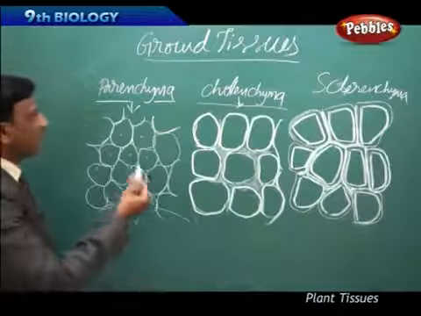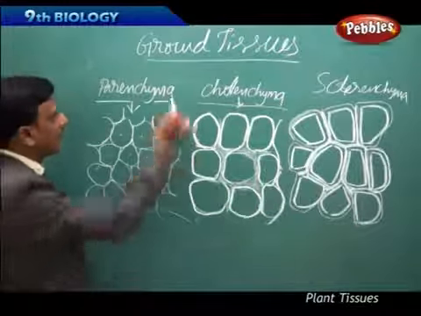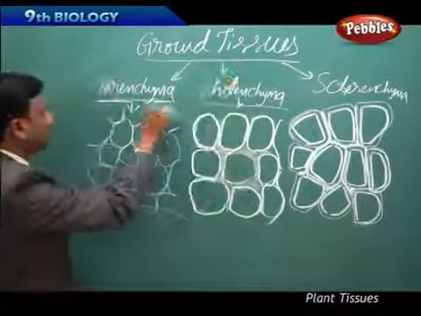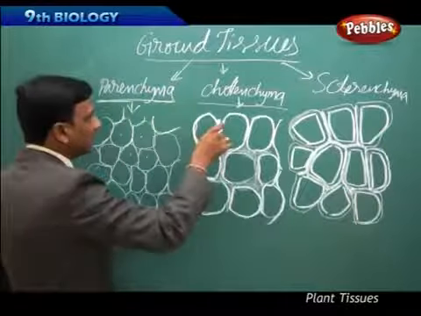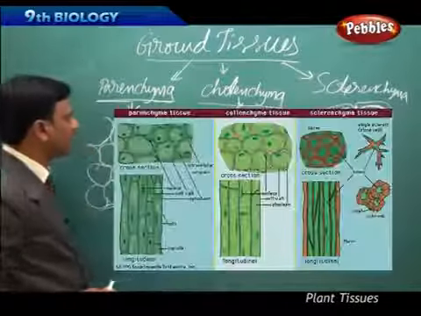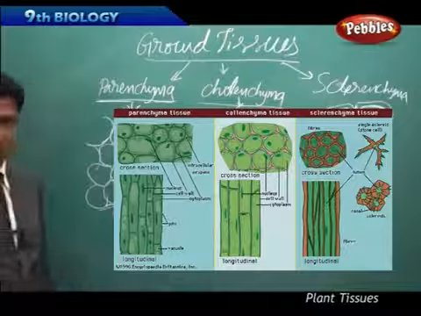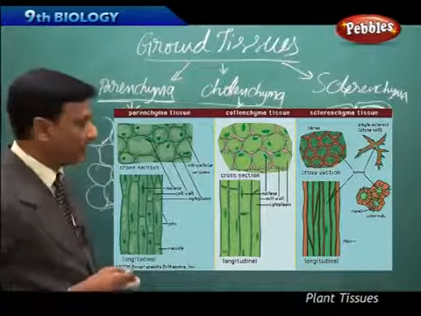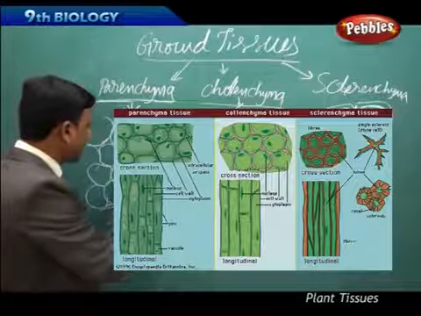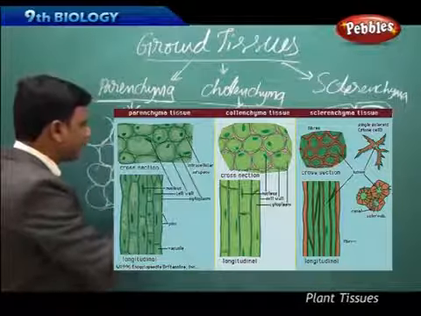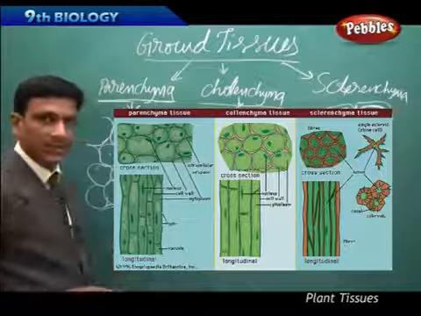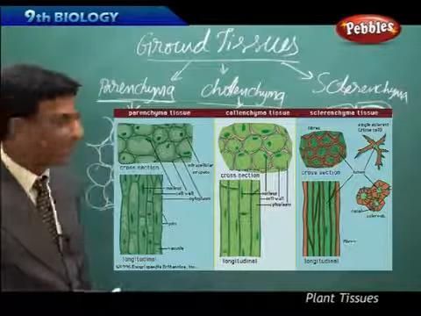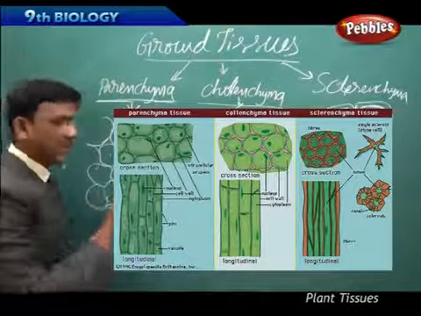Now let us see how the ground tissues are divided. There are mainly three types: the parenchyma, collenchyma and sclerenchyma. If you observe the parenchyma tissue, the parenchyma cells are thin walled and loosely packed. There are so many air spaces between them. These parenchyma cells are soft in nature and loosely packed with air spaces.